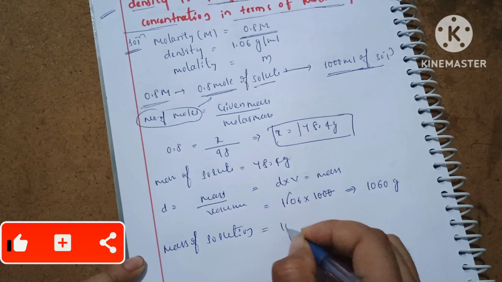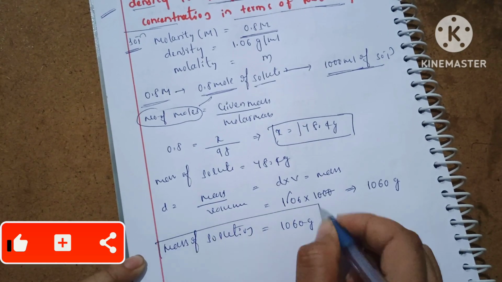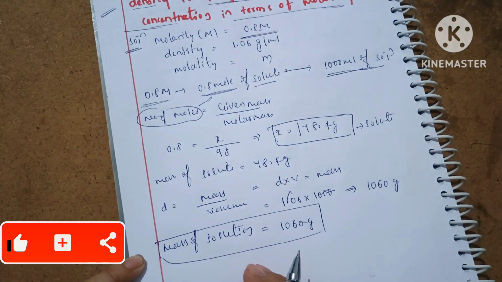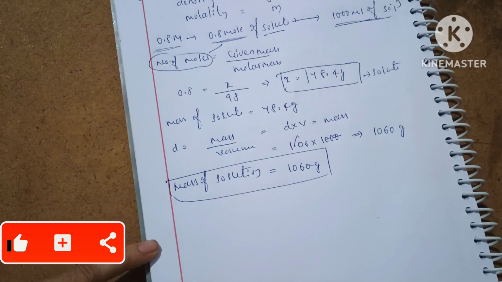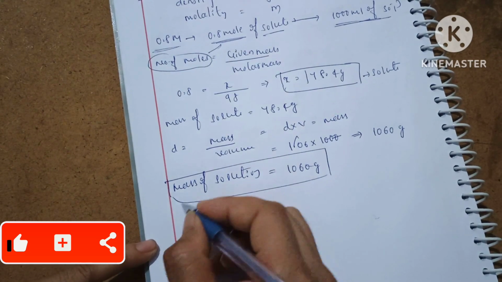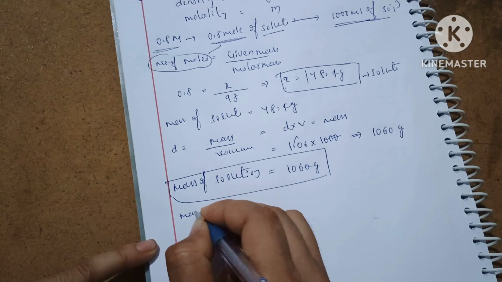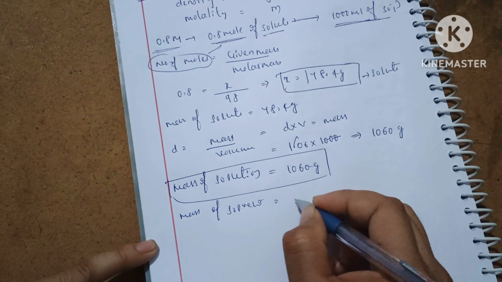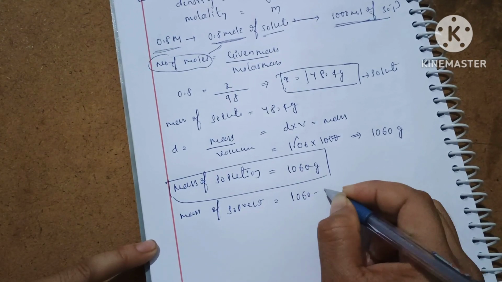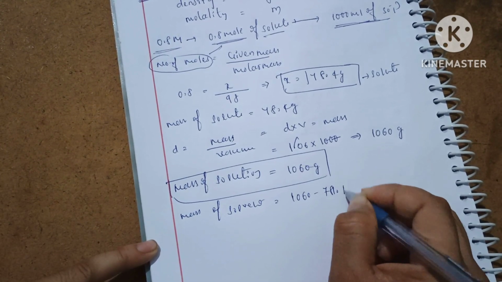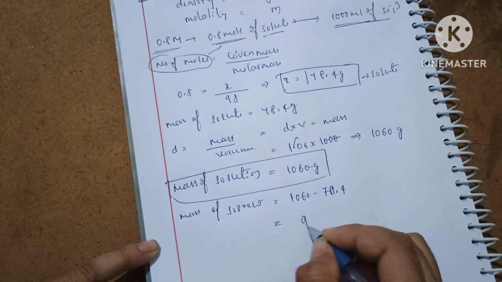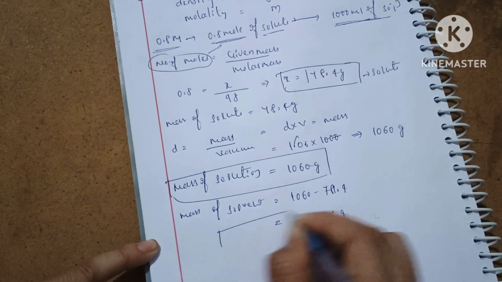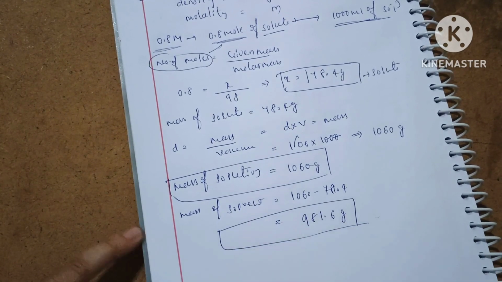I have got the mass of solution, that is 1060 gram, and we also have the mass of solute. So now I can easily calculate the mass of solvent. Mass of solvent is equal to mass of solution minus mass of solute, 1060 minus 78.4, which is equal to 981.6 gram. So this is the mass of solvent.